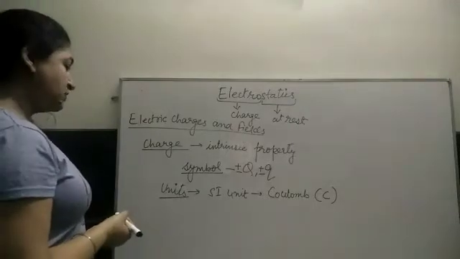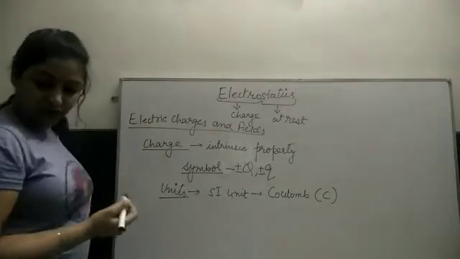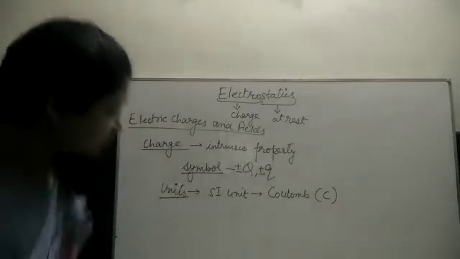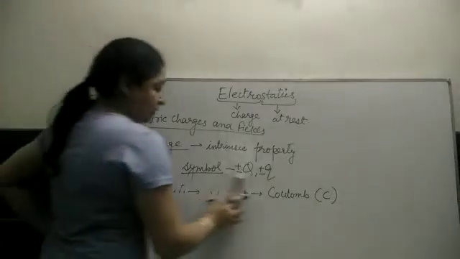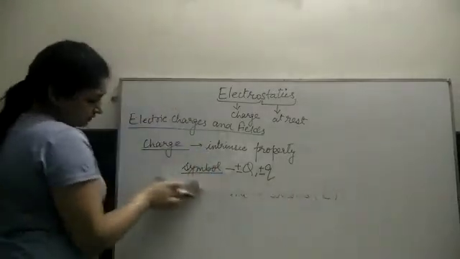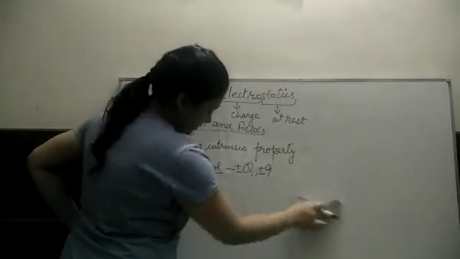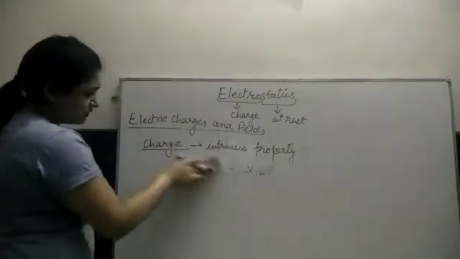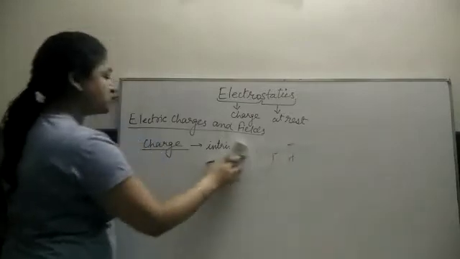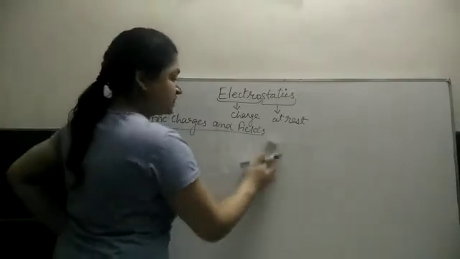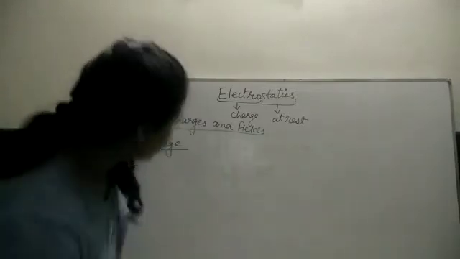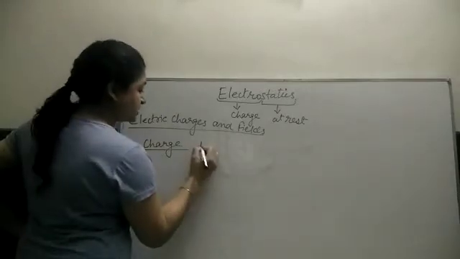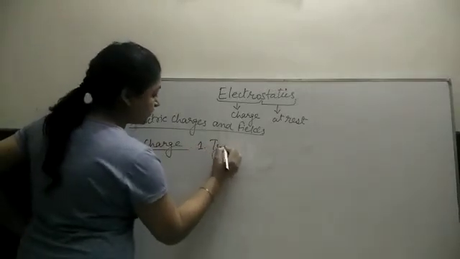Now let us discuss the various properties of charges. First property: types of charges. How many types of charges are there? Two types, one is positive, one is negative. So the first property is regarding the types of charges.